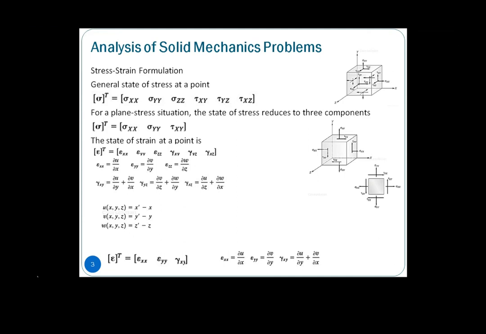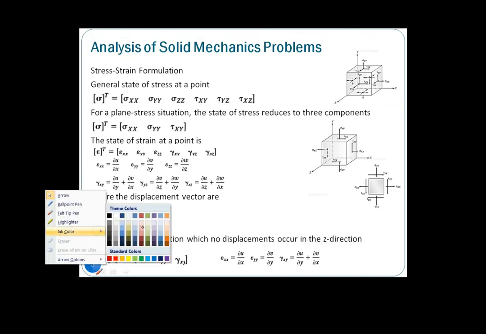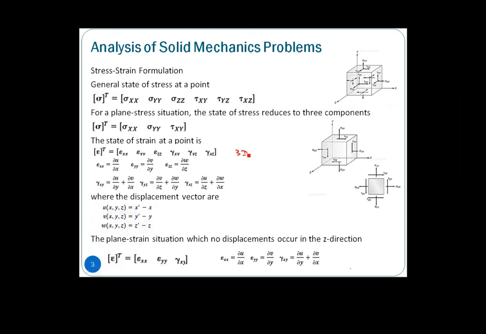Later on in two-dimensional, particularly we are looking into plane stress situations dealing with x and y directions of stress. If you're talking about the strains, then the state of strains in three dimensions, the general state of strains at a point, is epsilon x, y, z, and gamma xy, yz, and xz.